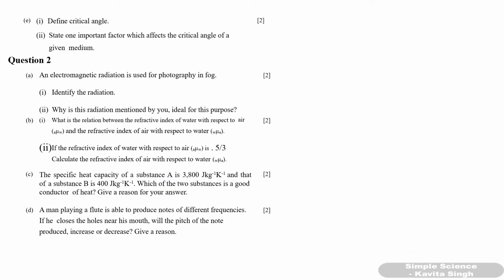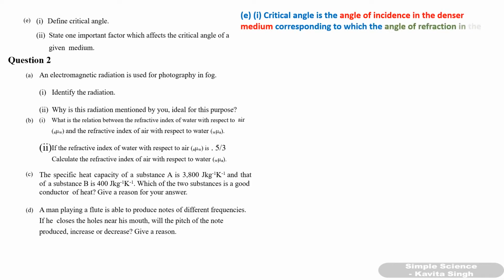E part, question number 1E, define critical angle. Second part is state one important factor which affects the critical angle of a given medium. So critical angle is the angle of incidence in the denser medium, corresponding to which the angle of refraction in the rarer medium is 90 degree.